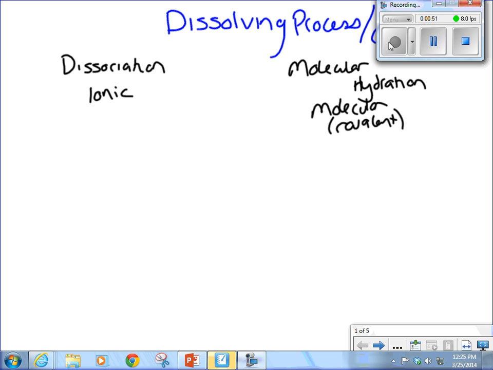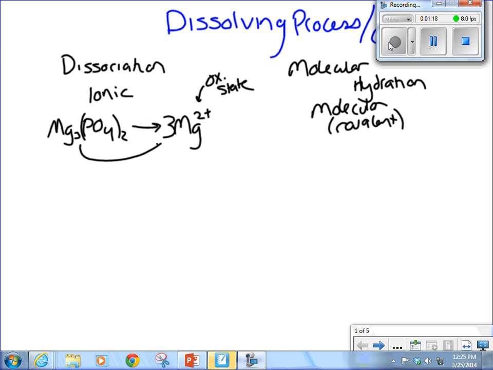Okay? Ionic compounds, when they dissolve, they dissociate. That means they fall apart into ions. So here's an example. Mg3(PO4)2. When that dissolves in water, it's going to turn into 3 Mg 2+. This is the charge, its oxidation state from your periodic table. And the 3 comes from the subscript, okay? And PO4 is phosphate, a polyatomic ion. I'm going to have 2 phosphate ions, and they have a charge of 3 minus.